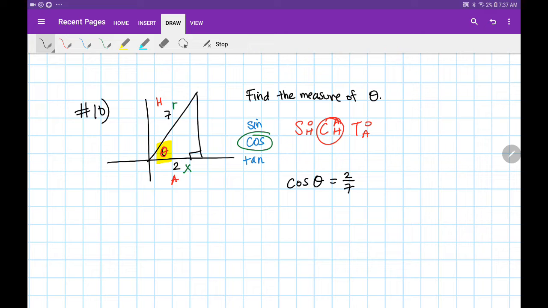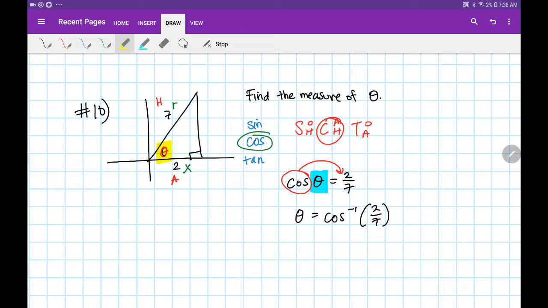Awesome. So we've set up our equation, but now I need to get theta by itself. I'm trying to solve for the angle. So in order to do the inverse, I need to get rid of cosine here. I'll need to use the inverse of cosine, which has a really easy name. It's called inverse cosine. So to move cosine to the other side and get theta by itself, I'm left with theta equals cosine inverse of 2 over 7.